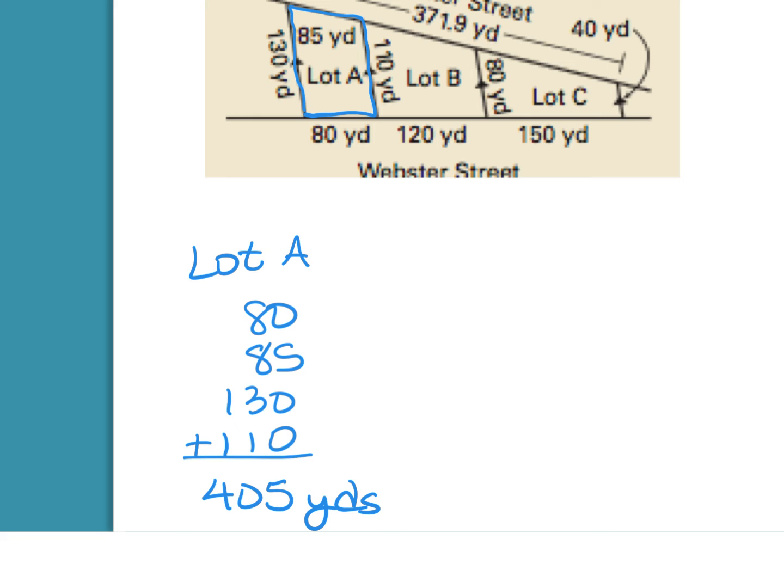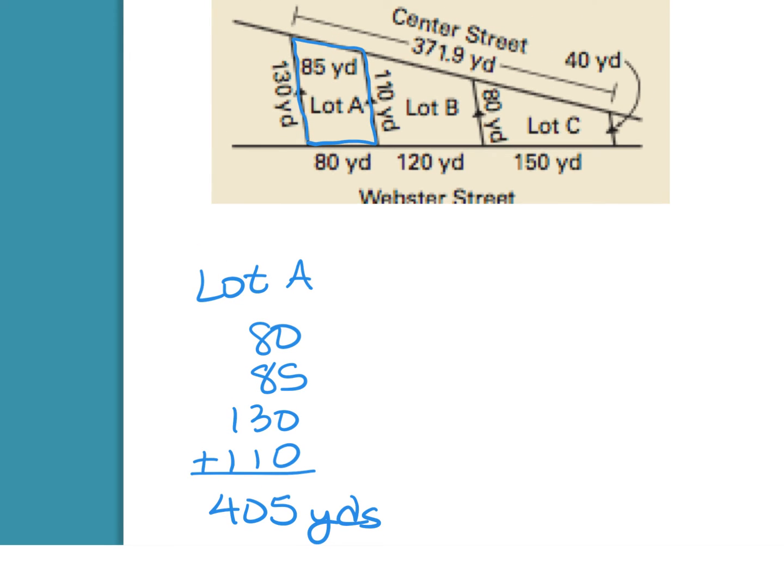Now, for lot B, though, I do not have all 4 sides. I'm missing this one. I can call that X. So I'm going to be using a proportion to find that missing side. Now, I could either find the missing side and add it back, or I could also do a proportion using lot A's perimeter as well. So what I could do for lot B, 2 options here.